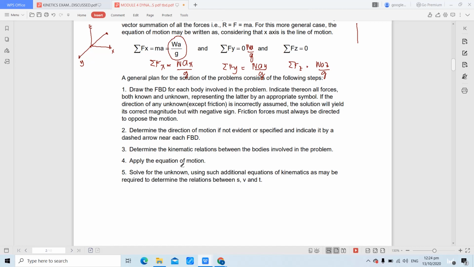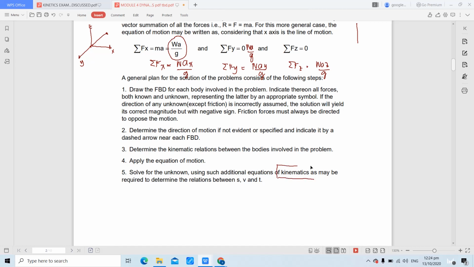And then, apply the equation of motion. Here we go to the next step and use these equations. And then number 5, solve for the unknown using such additional equations of kinematics.